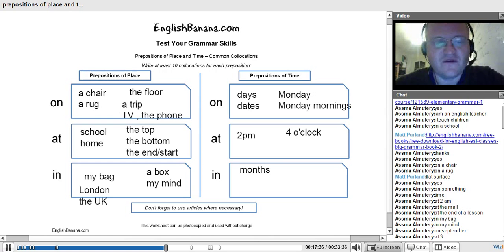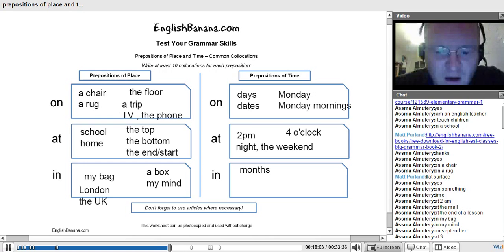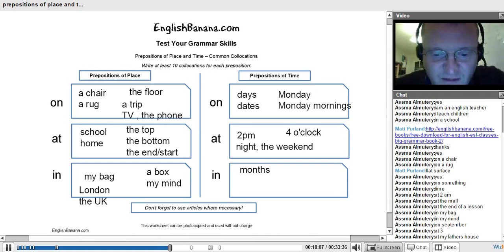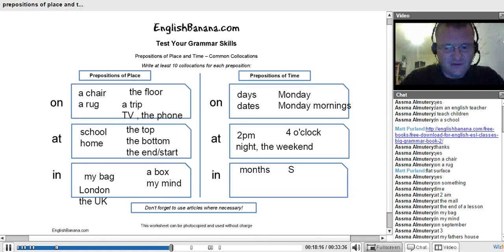We can talk about even now, at the moment, at present. Also for time periods, we can use it at night, at the weekend, at Christmas, at Easter. Okay, and for in, we looked at in, we said months, for example, in September, not on. On is for days, but in for months. So we just have to remember these collocations.